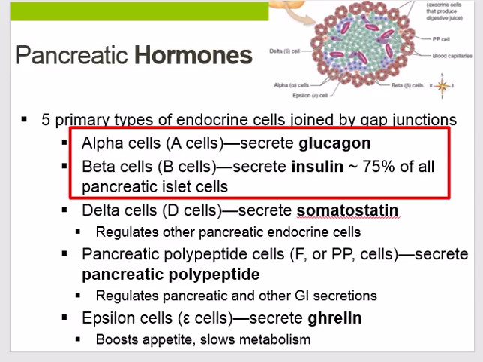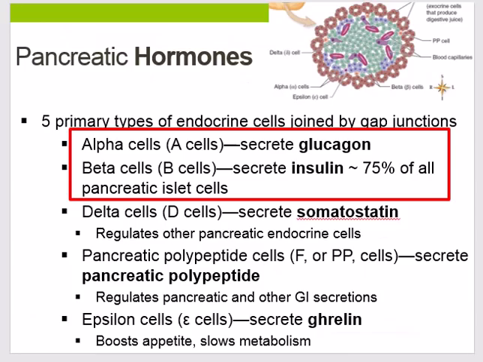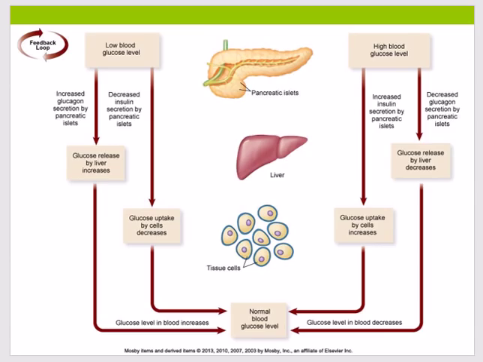The next slide here, I'm just showing you the feedback mechanism when it comes to glucose, or when it comes to insulin and glucagon. That's the area that I've circled here. The alpha and beta cells are very important and heavily researched.